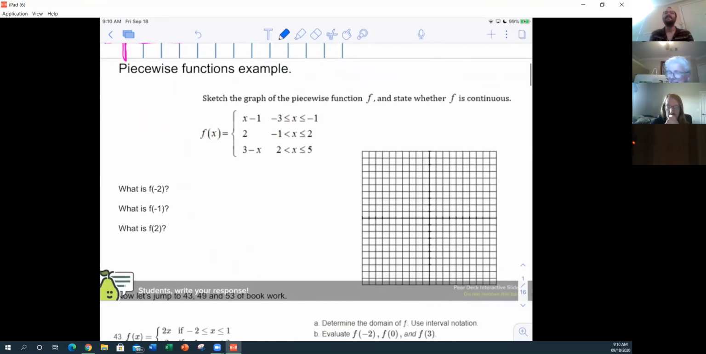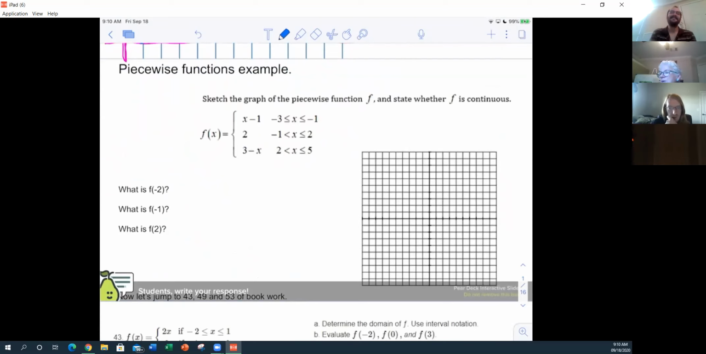Right. Okay, so before we start the homework, I wanted to first go through piecewise functions real quick, because I wanted to make sure that y'all are very comfortable with this, and then we'll kind of go through this together.